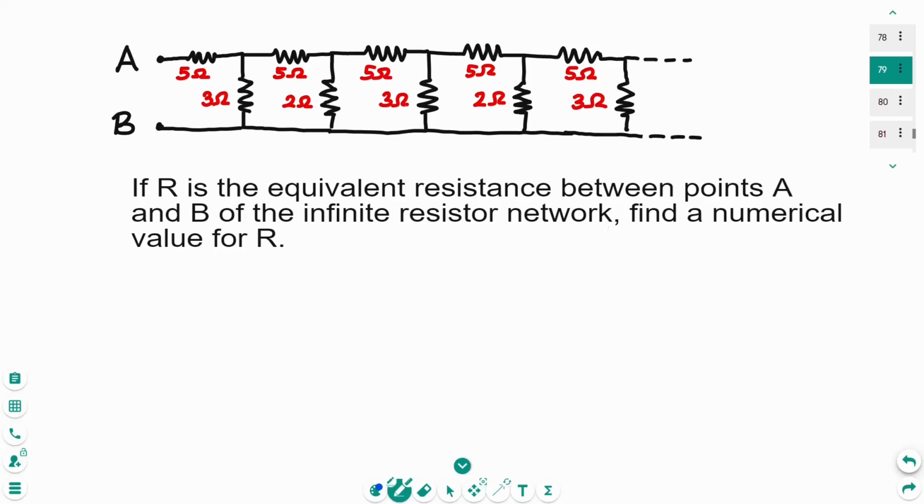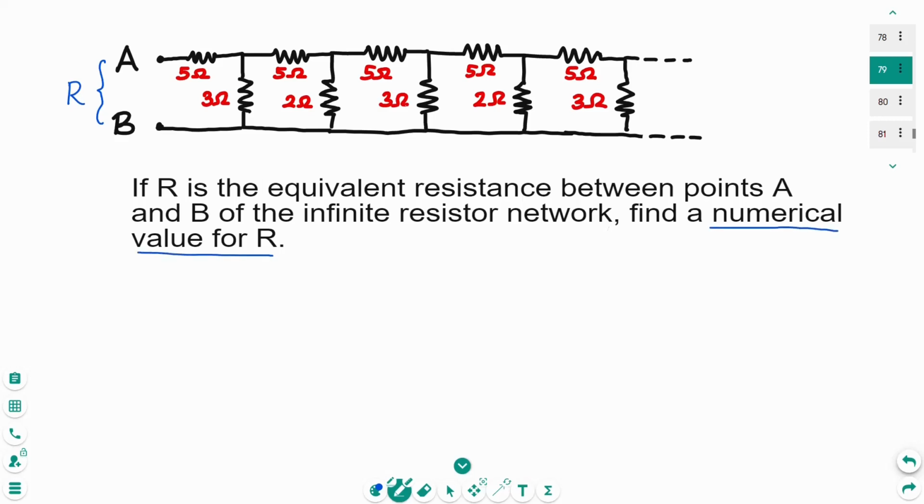Let's look at this problem and the way to solve this problem. Here you have an infinitely long resistor network. They are saying that the equivalent resistance between endpoints A and B is R. That's what they're saying. And we have to find a numerical value for R.